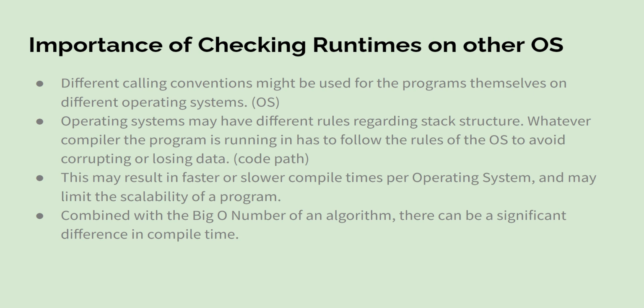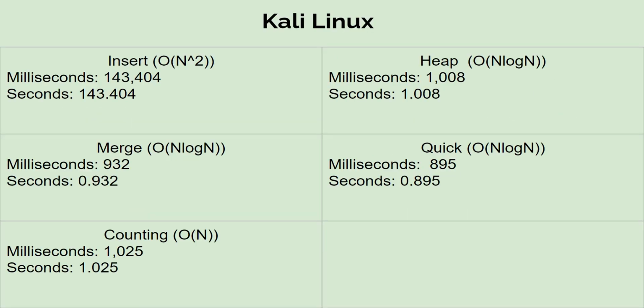Combined with the big O number of an algorithm, there can be significant differences. So first, we decided to go ahead and try Kali Linux. This is on Isaiah's computer. He has a machine that's running this, and just to give you an idea here, insertion sort took over 100 times longer than all of the other sorts here. The other sorts were typically around 1,000 milliseconds. So heap sort 1,008, merge 932, quick sort 895, counting sort 1,025.